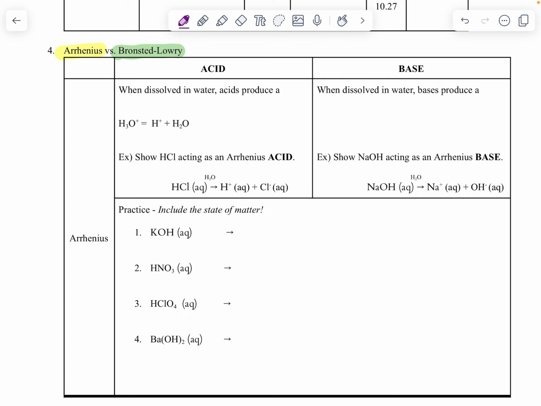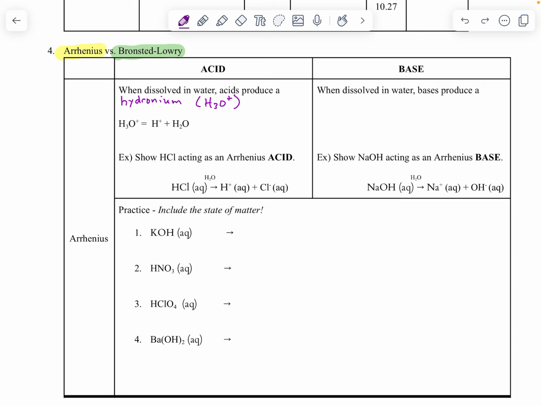So when dissolved in water, acids usually produce what we call a hydronium ion, which is an H3O plus, and that's kind of like what we see as an H plus ion, that positive one charge up there. We can see that because that's water basically gaining another H plus ion. So as HCl acts like an Arrhenius acid, really what's happening is it's just splitting apart.